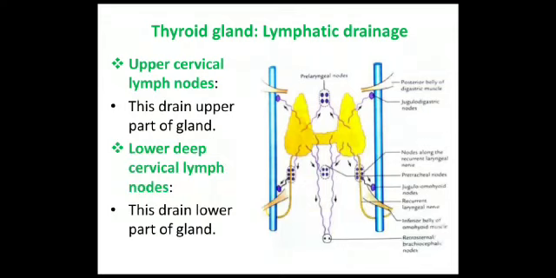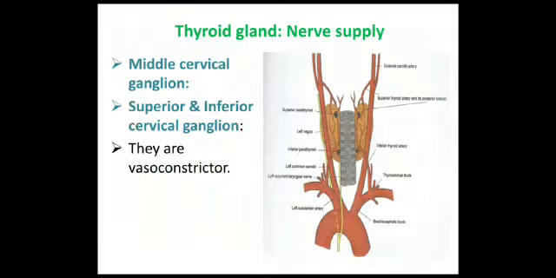Coming to the lymphatic drainage, we have the upper deep cervical lymph nodes. This drains the upper part of the gland. The lower deep cervical lymph nodes drain the lower part of the gland. So nerve supply. It is supplied by the middle cervical ganglia, superior and inferior cervical ganglia. Both of these are vasoconstrictors.